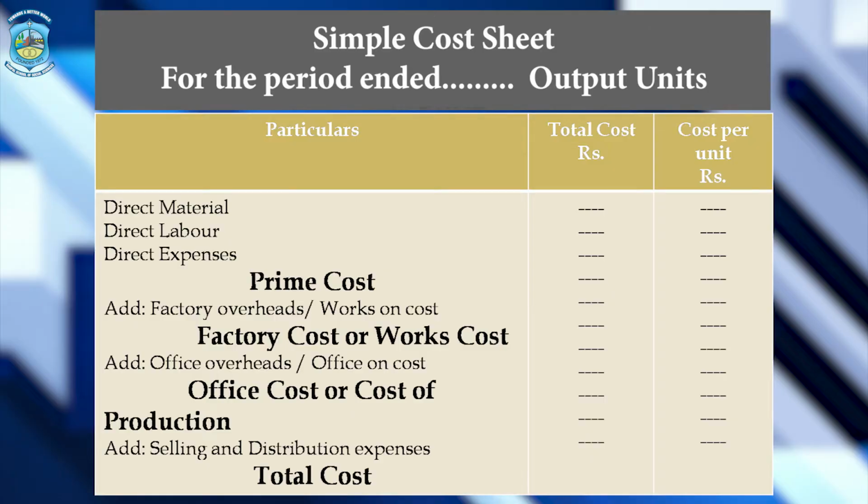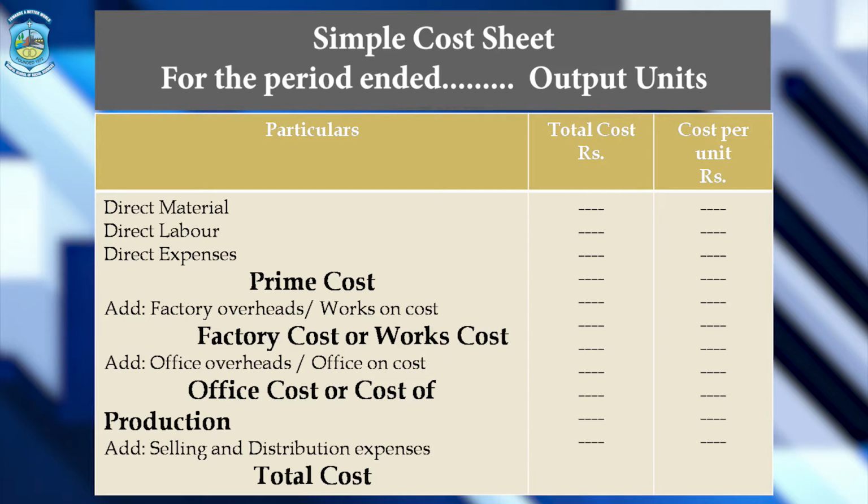Here is the format for simple cost sheet. As you can see on your screen, we have a column for particulars, then one column for total cost, and the last column is for cost per unit. Under particulars, the first item is direct material, the second item is direct labor, and the third item is direct expenses. When we add direct material, direct labor and direct expenses, we will get the amount for prime cost. After getting prime cost, we have to add all the expenses in the factory, which is termed as factory overheads or works on cost.